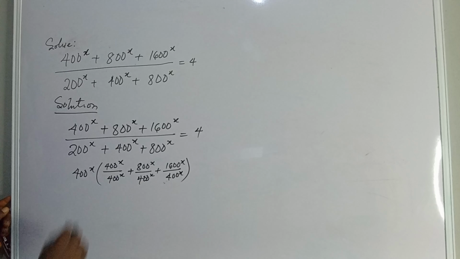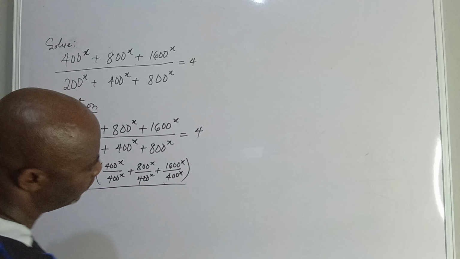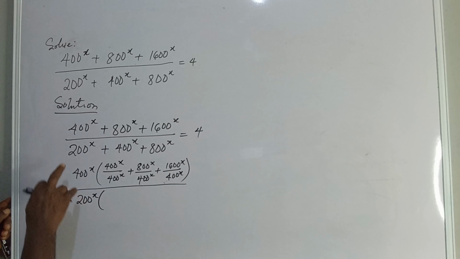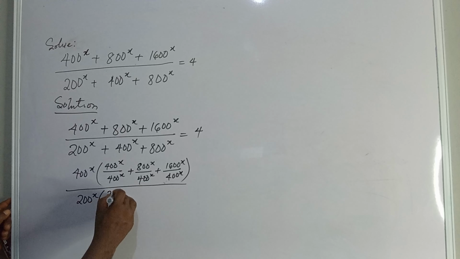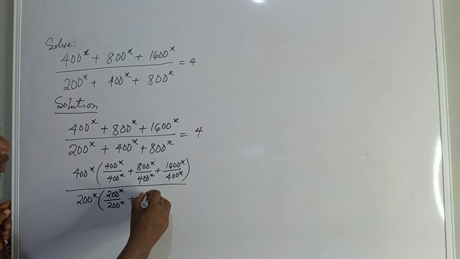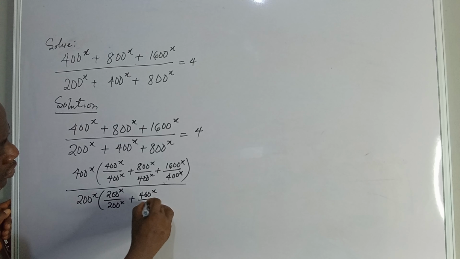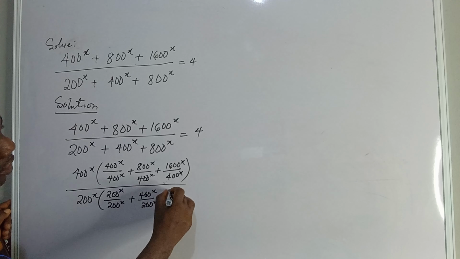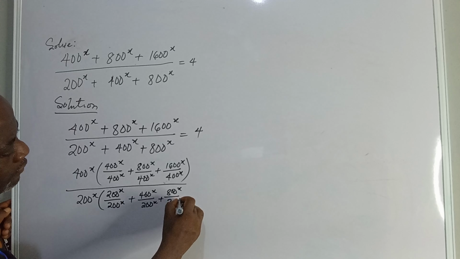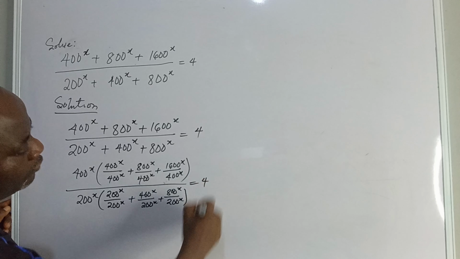So that's for the numerator, and we use the same tactics for the denominator. Here, 200^x is going to be my common factor. And then we have 200^x divided by 200^x, plus 400^x divided by 200^x, plus 800^x divided by 200^x. All will be equal to 4.